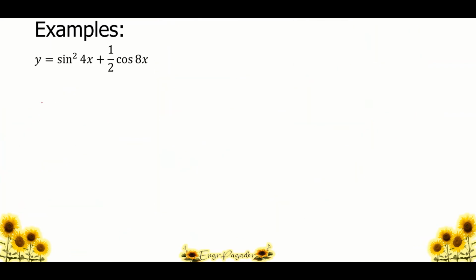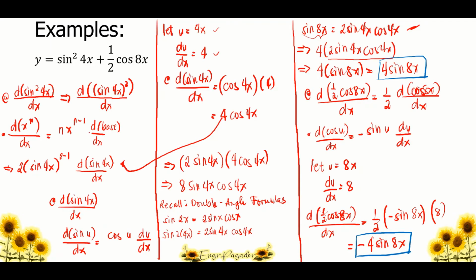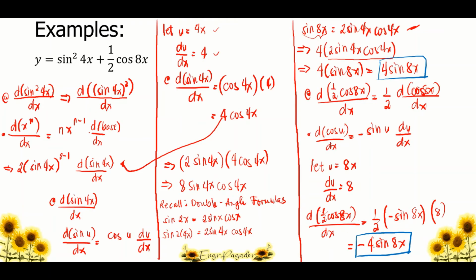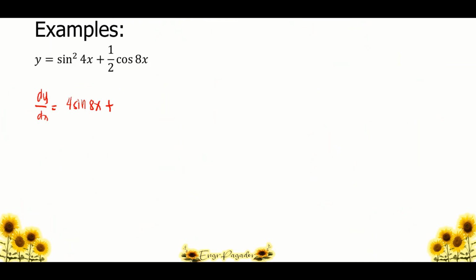So, we now have dy over dx equal to the derivative of this one, that is 4 sine 8x, plus the derivative of the second function, which is negative 4 sine 8x. Okay? So, the derivative of the given function in the first example will now be equal to 0.